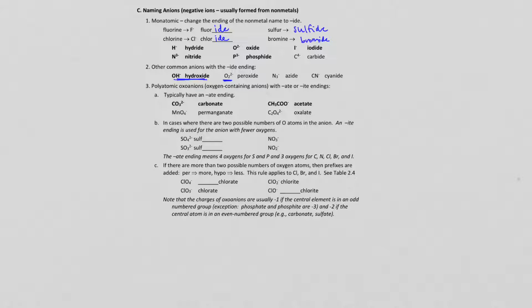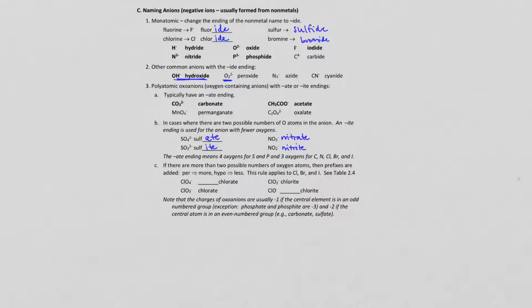And another example would be if it has more oxygens than the anion with the ATE ending, there will actually be a PER, P-E-R dash, or P-E-R. Well, the dash indicates that it's a prefix, but P-E-R in front of the anion, so pay attention to that. So in this case, right, we have sulfate and sulfite, right? NO3 is nitrate, NO2 is nitrite.